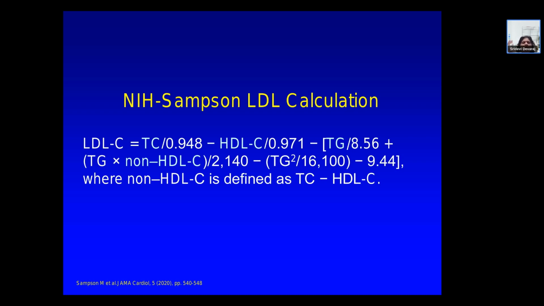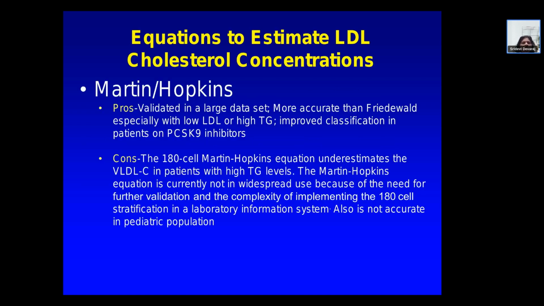You have the non-HDL cholesterol from the total cholesterol minus the HDL cholesterol, and you're able to derive the LDL from this equation. So the pros for the Martin-Hopkins equation is it's been validated in a really large data set in many different countries and many different populations. And it has improved classification for people who have really low LDL cholesterol, such as those on the novel LDL targets or the PCSK9 inhibitors.